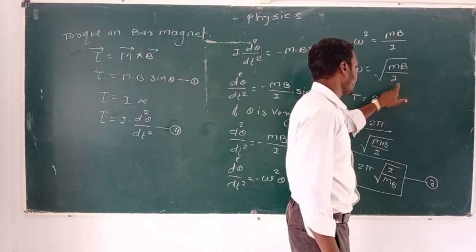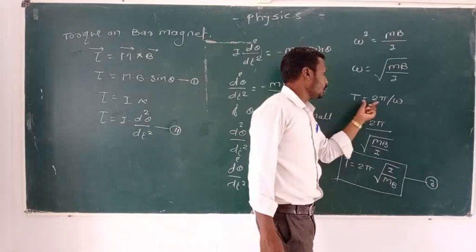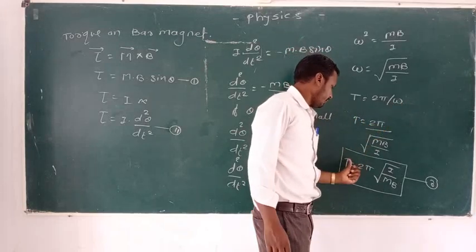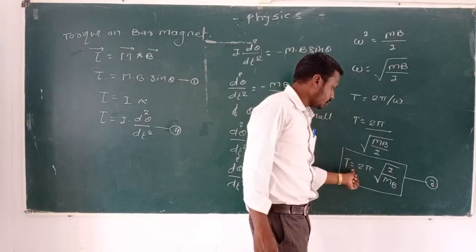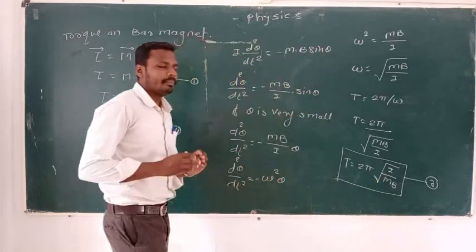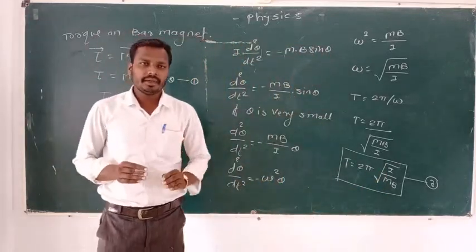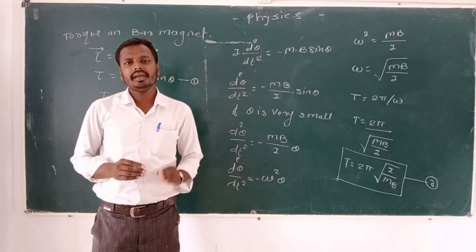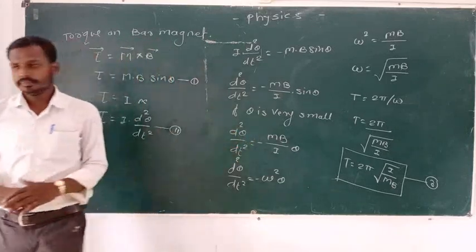We know that time period is equal to 2π divided by ω. Then finally I can write here T is equal to 2π under root I divided by mB. This is the time period of the bar magnet kept in a uniform magnetic field.